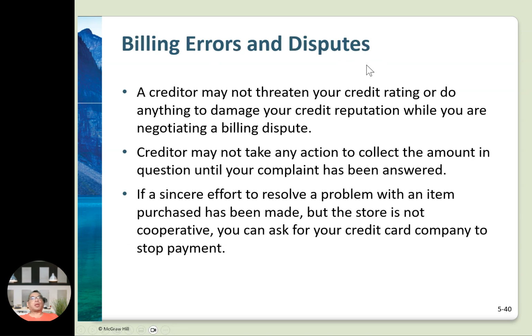Billing errors and disputes: what do you need to do? The creditor may not threaten your credit rating or do anything to damage your credit reputation while you are negotiating a billing dispute. The creditor may not take any action to collect the amount in question until your complaint has been answered. If you have made a sincere effort to resolve the problem with an item purchased, but the store is not cooperative, then you can ask your credit card company to stop the payment.